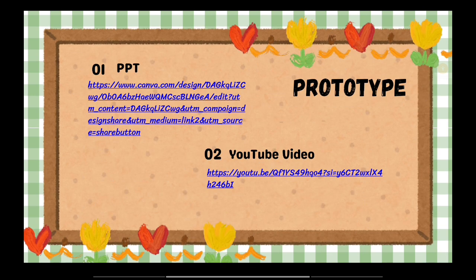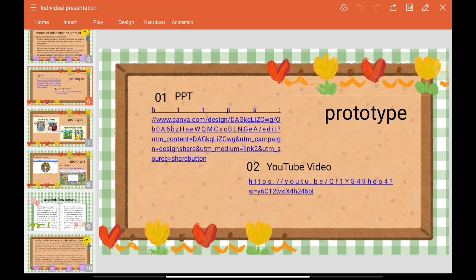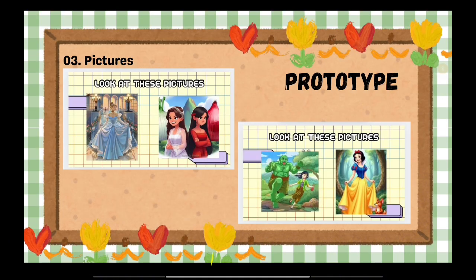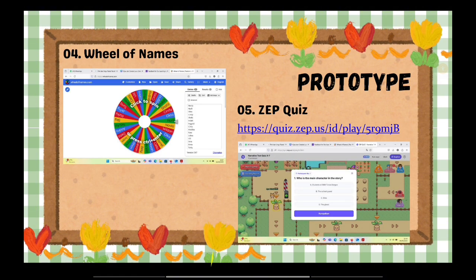So here is the product or the prototype. The first one is the PPT from the link, and then the YouTube video about the movie of narrative text. The picture, there is a comparison between the Western picture and also Indonesian picture, Cinderella and also Bawang Merah Bawang Putih. And then this is Timun Mas and also Snow White. And this is the wheel of names. There are all the names of the students in the class like this, and the last is shape quiz.